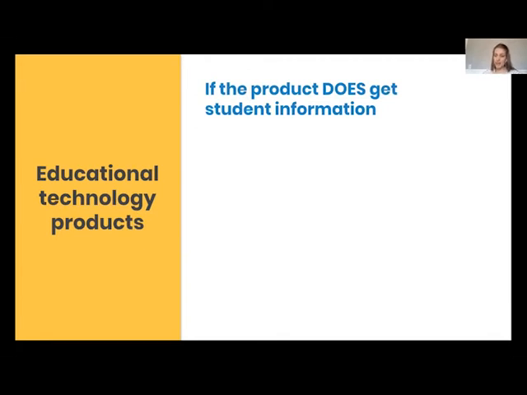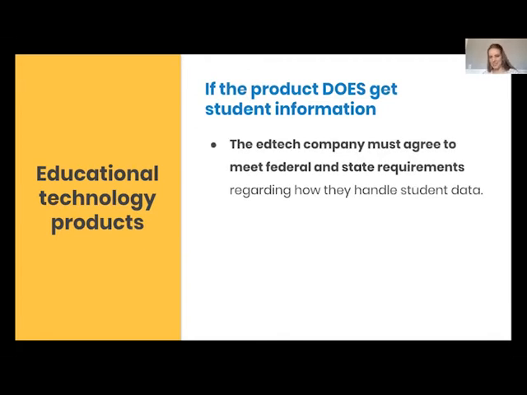But if it is shared, then it's much more complicated than I'm going to make this sound. But basically, let me pause and say it's not more complicated in the sense that there's necessarily a lot you need to do, but what is built into this first statement that I just made here is more complex. So I've said here, very basically, the ed tech company must agree to meet federal and state requirements. That's where the complexity comes in: what are those requirements?